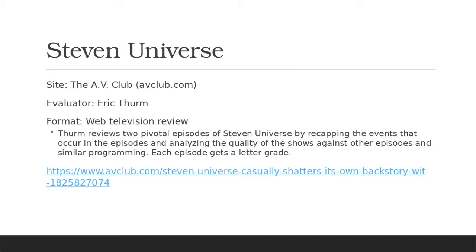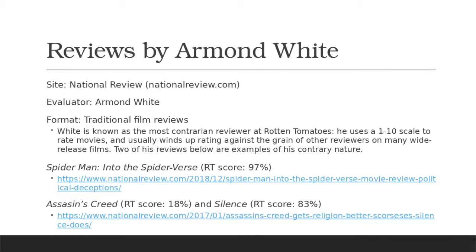Okay. And then you have 2 reviews by Armand White, known as the most contrarian reviewer at Rotten Tomatoes. He uses a 1 to 10 scale to rate movies and usually winds up rating against the grain of other reviewers on many wide release films. Okay. He does film reviews for the National Review, which is a conservative news magazine.